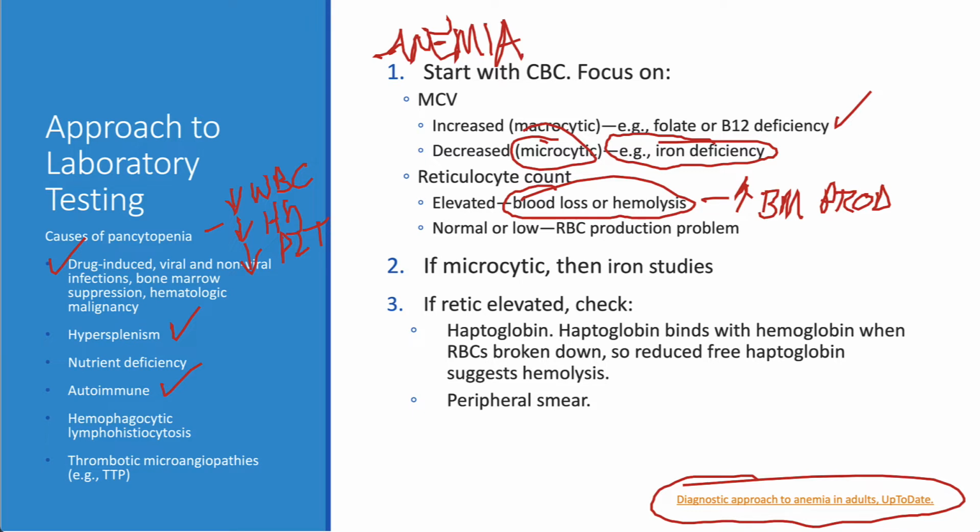When the retic count is normal or low, there may be a red blood cell production problem, and that could be bone marrow related. So if it's microcytic, then we get iron studies, all right? And if the retic is elevated, then we're going to check haptoglobin. If the haptoglobin is reduced, then that suggests hemolysis, because haptoglobin binds with hemoglobin in order to reuse the iron.